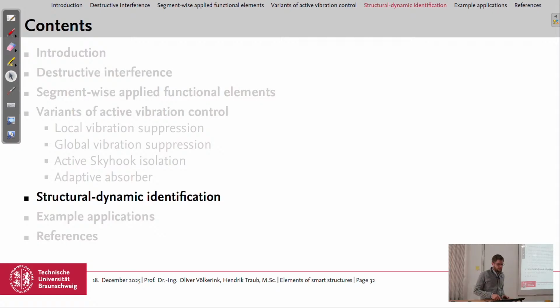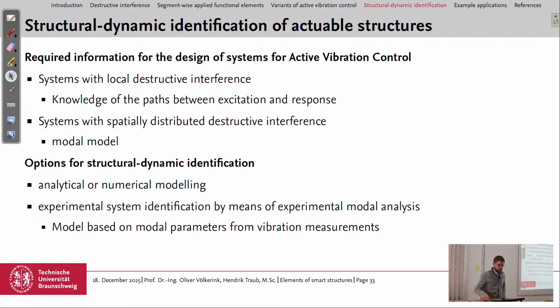So the second last topic in this slide is the structural dynamic identification for the two variants of active vibration control, the local and the modal one. We need knowledge about the systems. So for the local destructive interference, when we only try to calm down individual points, we need the knowledge about the transfer behavior between the primary and secondary paths. So we need the knowledge of the path between excitation and response.